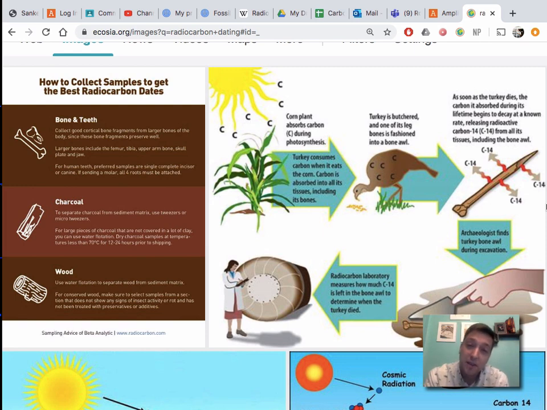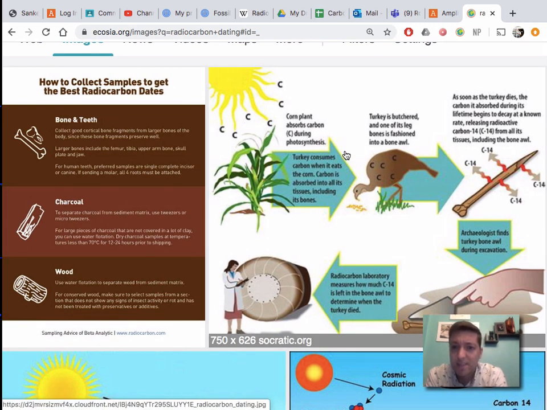Today I want to do a better job explaining carbon dating, or radiocarbon dating, than I did yesterday, because I don't think I explained the principles behind it very well. So let's say I find a fossil in the ground, such as this one, something that I think is a fossil. How can I tell how old it is?